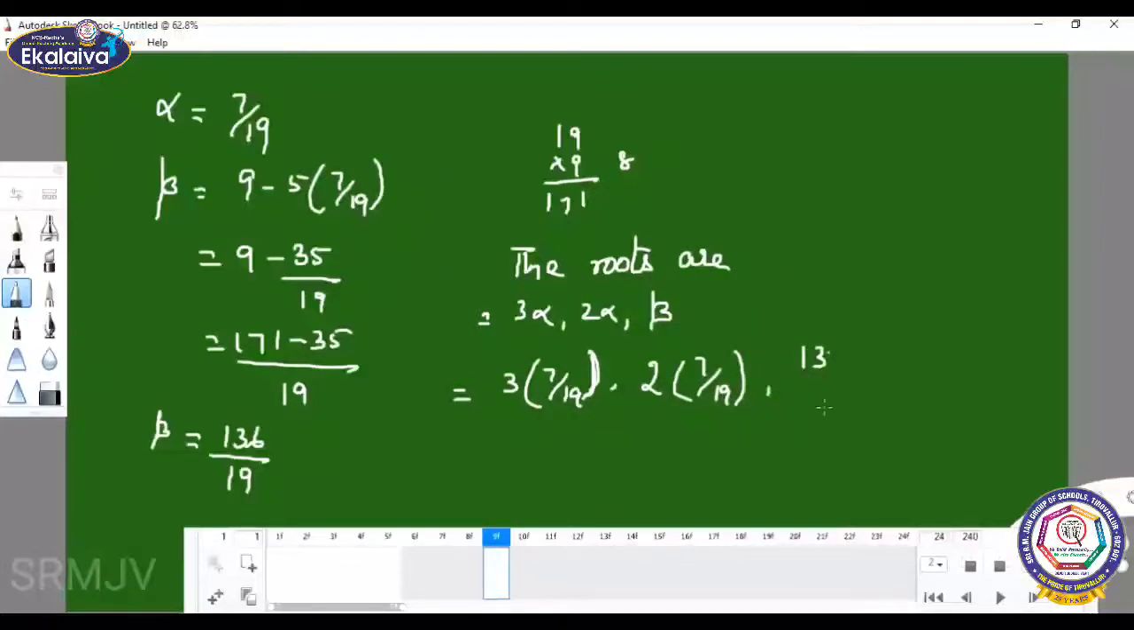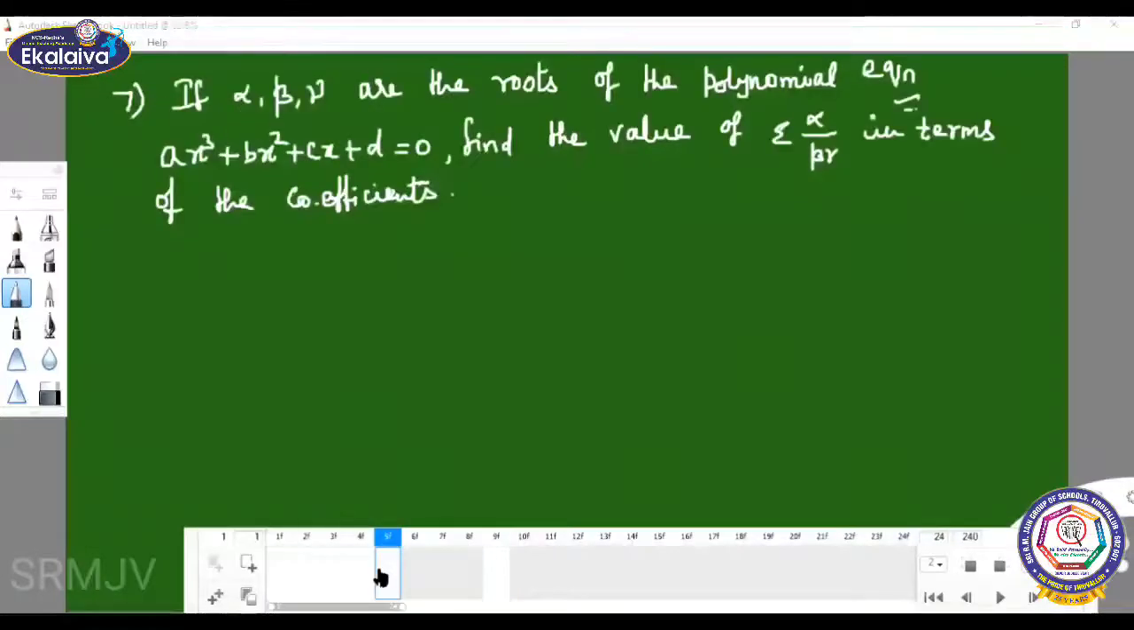136 by 19. So the roots are 21 by 19, 14 by 19, 136 by 19. Now we move on to the next sum.